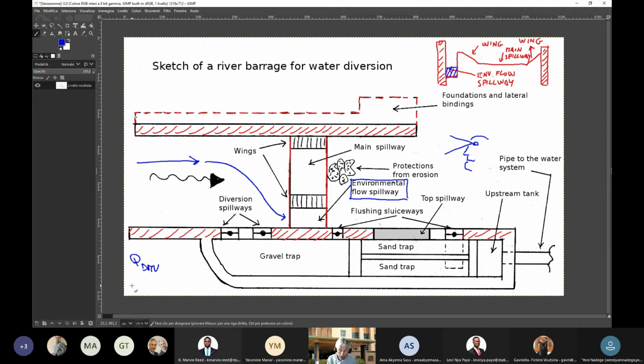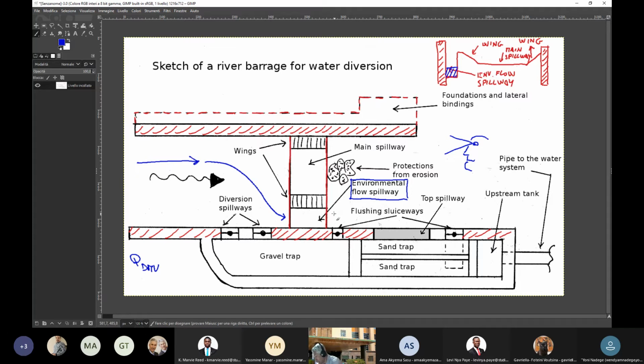You could say, why don't you let it go through the main spillway? Because when there is a very small amount of flow, we want to concentrate it in a small space, because we want to give some water depth for the fishes to survive. And therefore, in the environmental flow spillway, very often we try to create the conditions so that the fishes can climb up the barrage. So this means that it's not depicted here.